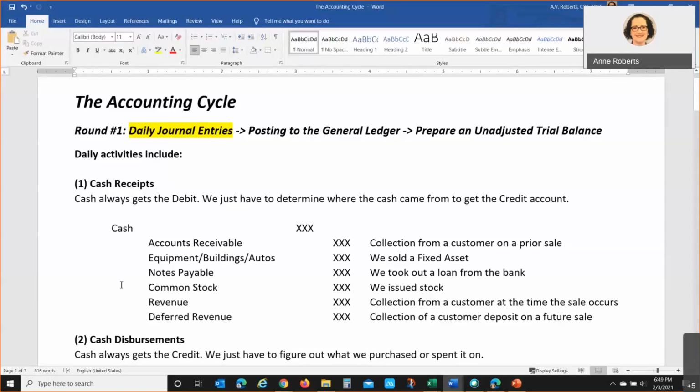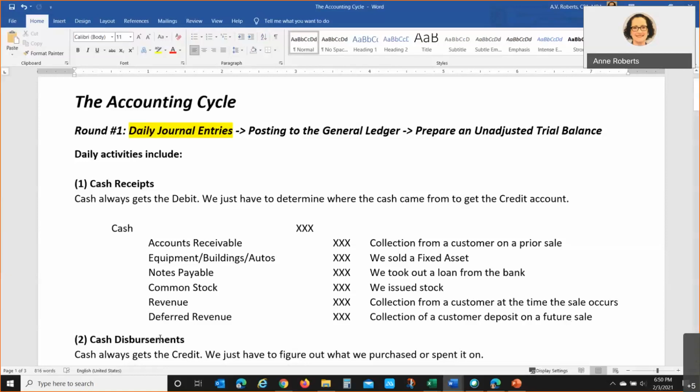So we work for the little handy mart down at the corner. We handed somebody a candy bar, they paid us for the candy bar. We gave them the item, they paid us cash. We earned revenue at the same time that we collected it. Then we've got the possibility of deferred revenue, which is the collection from a customer for a future sale.